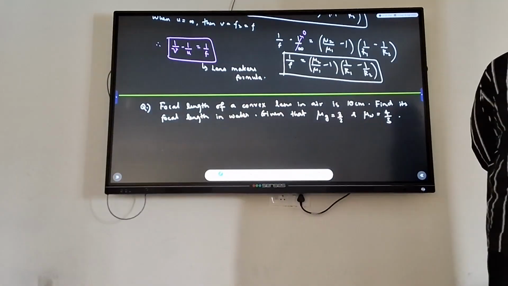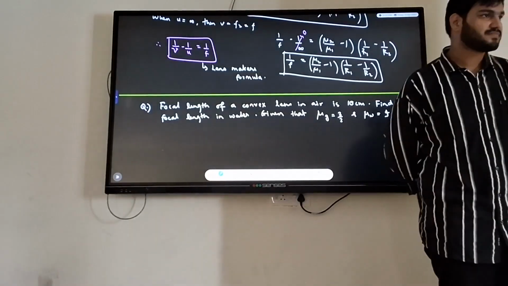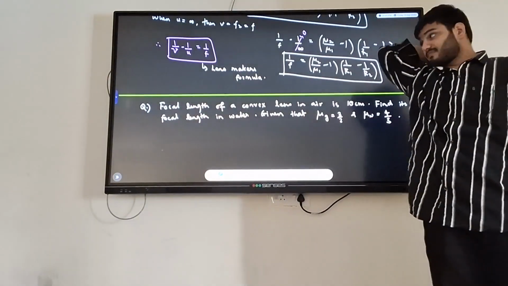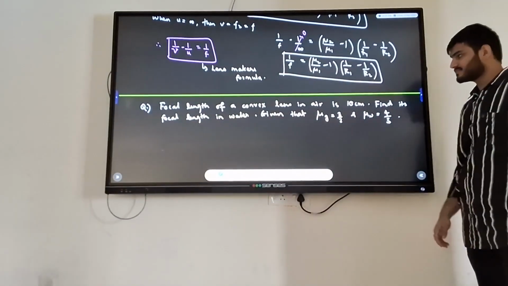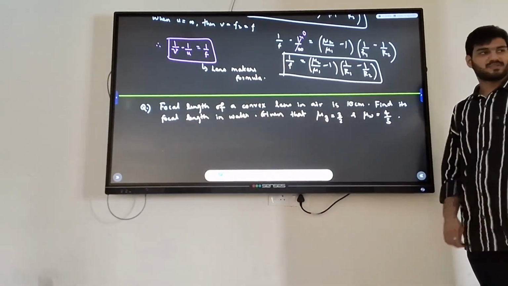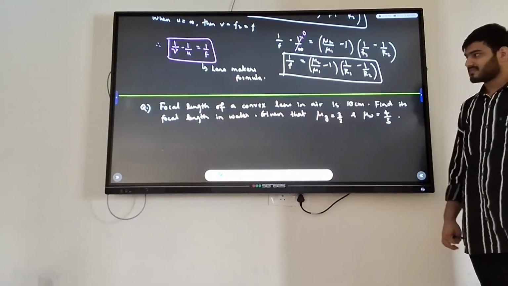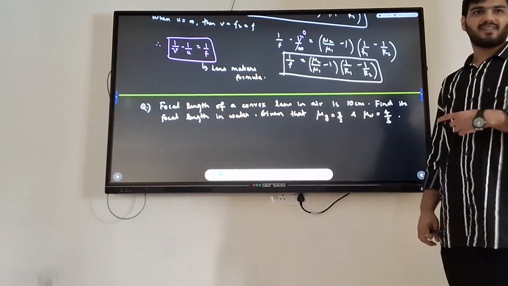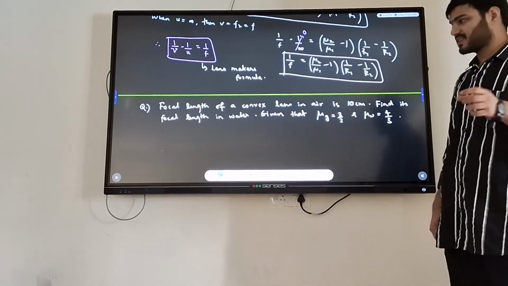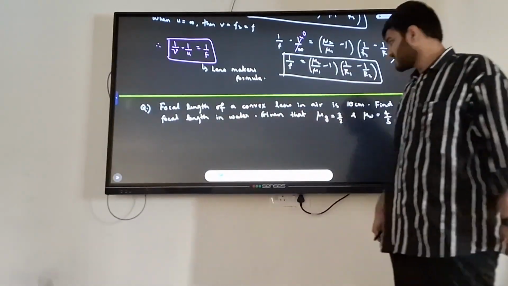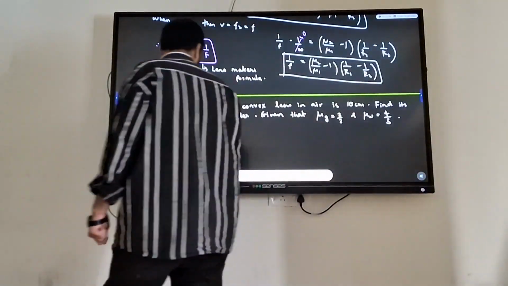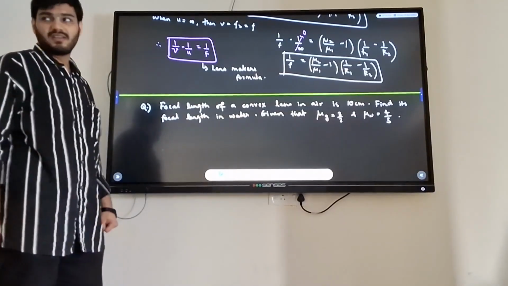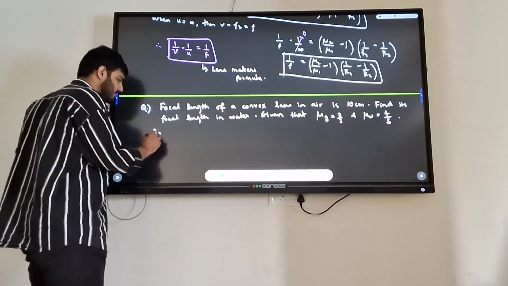क्या करें? Should I do the question? R1, R2 is not mentioned in the question. When you put your lens in air, then what is the focal length? When you put it inside water, then what is the focal length? That is given, I think. Or you have to find something or the other. And then mu g and mu w is given. Okay, I am doing the question then.